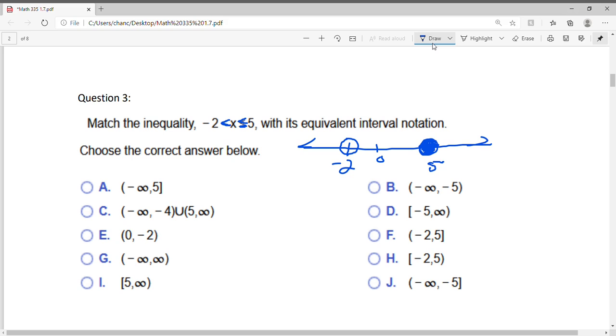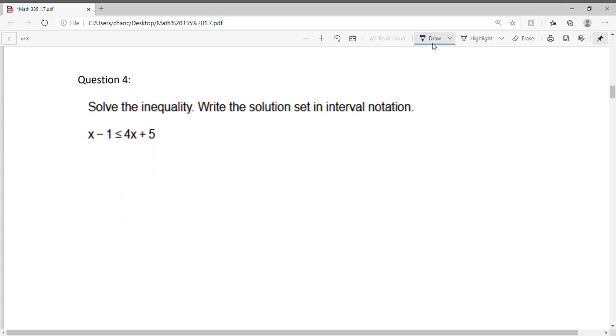I'm going to shade in between. And so my interval notation is going to be -2 to 5 with the parentheses around the -2 because it's an open circle, and the 5 is going to be a square bracket. And that's option F. For question 4, let's find our solution.